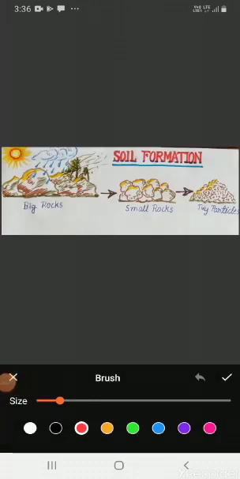Our next topic is soil formation. How does the soil form? Long ago the land was mostly big rocks. The action of sun, rain and wind over millions of years broke these rocks up into small pieces. These pieces further broke down to form tiny particles of soil. Means soil is formed by the decaying of rocks.